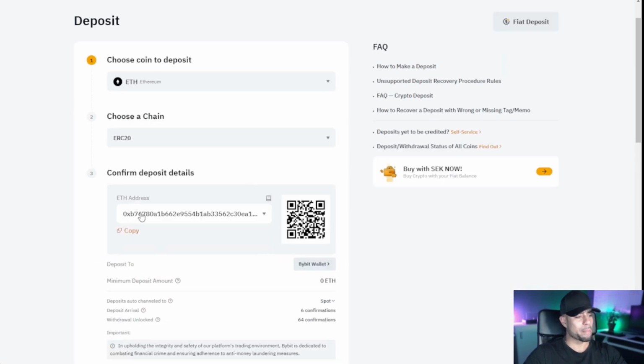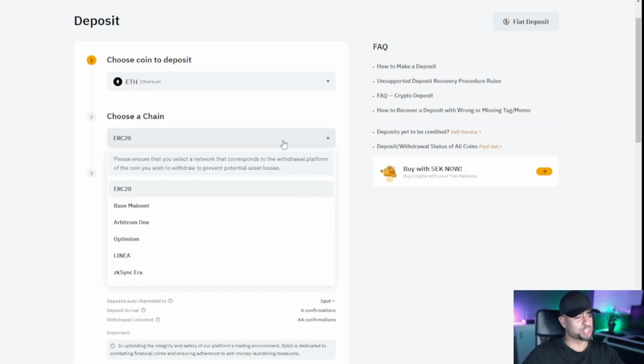This is your Ethereum address that you want to deposit to. You can either copy it, or you can scan it with the QR code here, and it's only for the ERC20 network, so for the Ethereum network. If you want to use, for example, the Tron chain, then you've got to use the TRC20 network, Arbitrum One, or whatever it is.